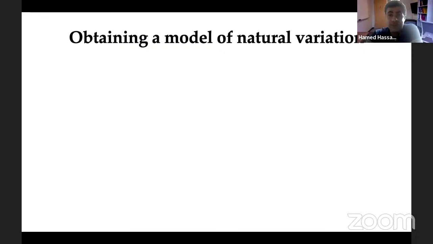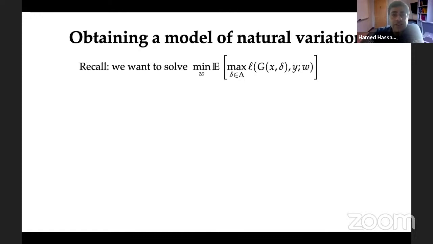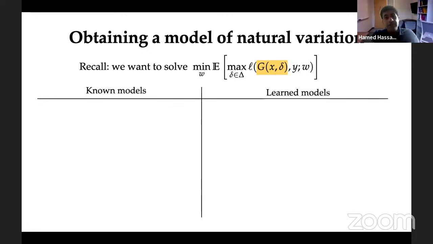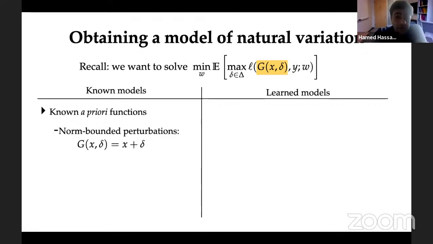All right, so let me now say a few words about how we actually obtain these models of natural variation. I'd like to break this class of models into two parts. First, the easier part is known models, and the second would be learned models. The known models are models that can be obtained or are available a priori. For example, for norm-bounded perturbations, the model would be just a translation within the bound, right? So that's very simple.